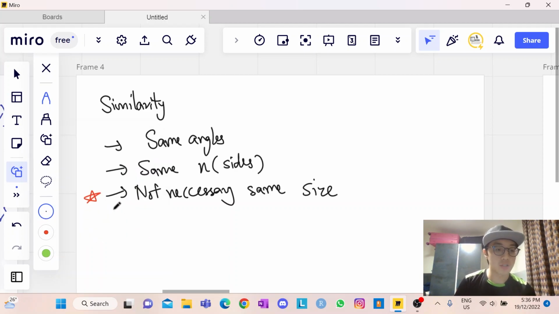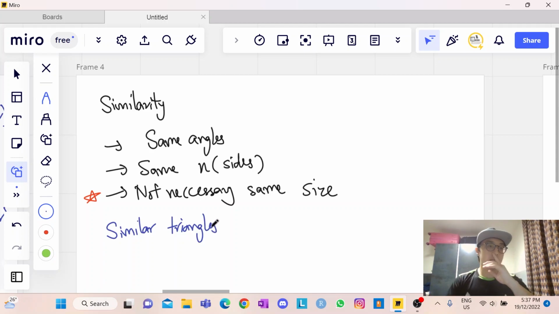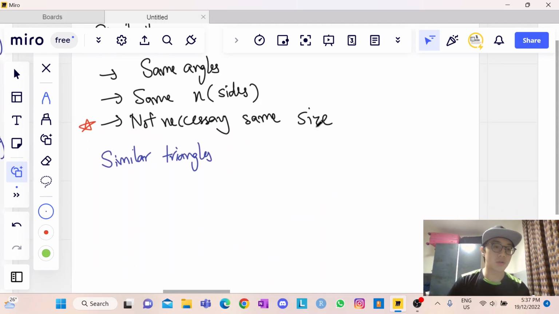One of the most common things that you will ever see in IGCSE Maths is similar triangles. I'm not kidding. You're going to be seeing at least one in one paper, so you better know what a similar triangle is. So I will give you an example right here.